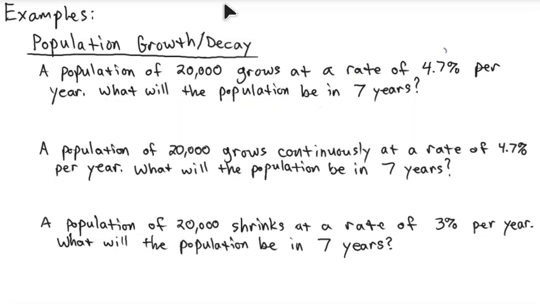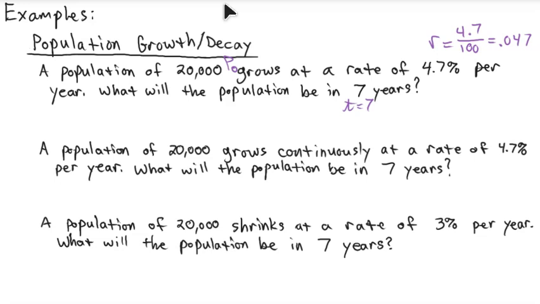So this 4.7% is going to turn into our rate. This 7 is our time, t, and this 20,000 is our starting population, so this right here is P sub 0. Our rate is 4.7 divided by 100, which is 0.047. And then our time is 7, so t is equal to 7.